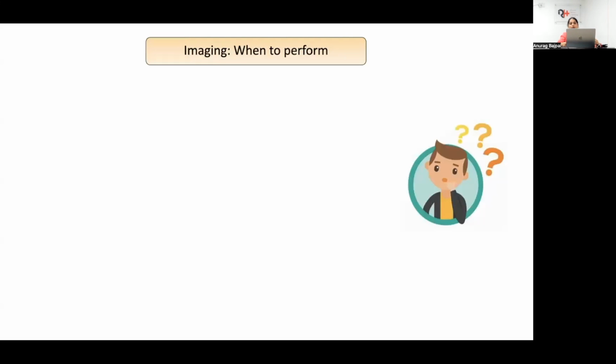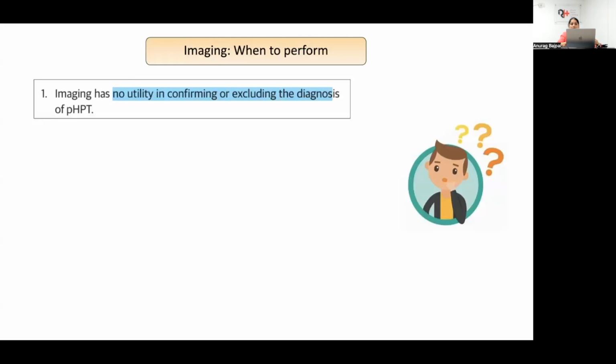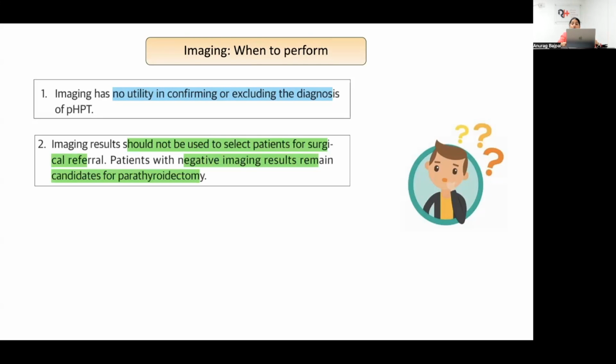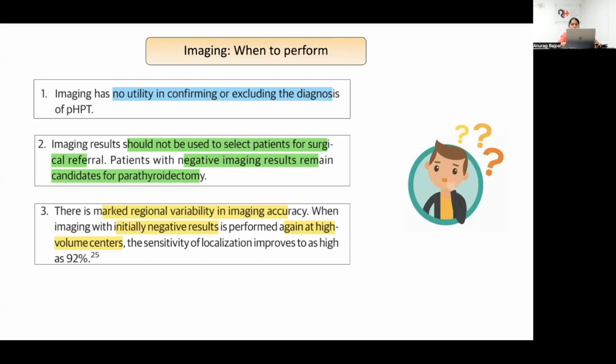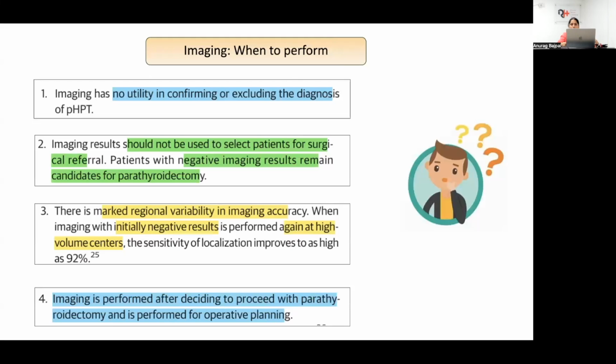So now coming to imaging, when to perform. As Sir has already explained, imaging has no utility in confirming or excluding the diagnosis of PHPT, and it should not be used to select the patient for surgery. Patients with negative imaging results remain candidates for parathyroidectomy. So the question comes when we should go for imaging. Imaging is only performed after deciding to proceed with parathyroidectomy and is performed for operative planning only.